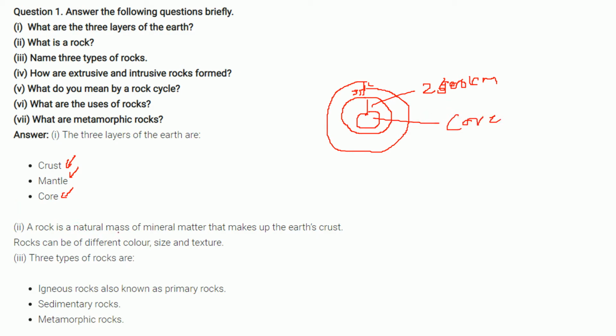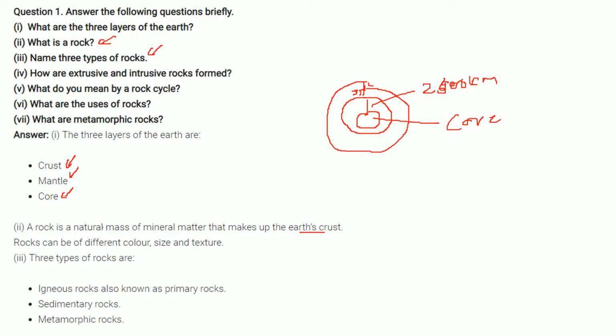A rock is a natural mass. What is a rock? A rock is a natural mass of mineral matter that makes up the earth's crust. Rocks can be of different color, size, shape and texture. Name three different types of rocks.